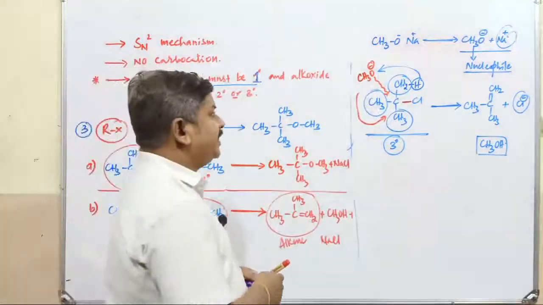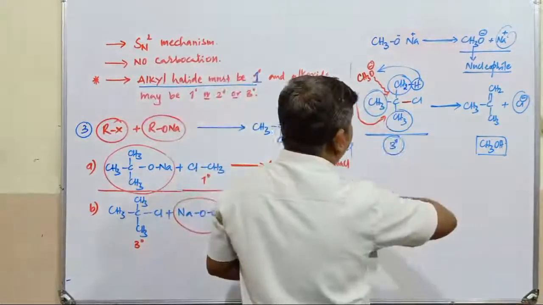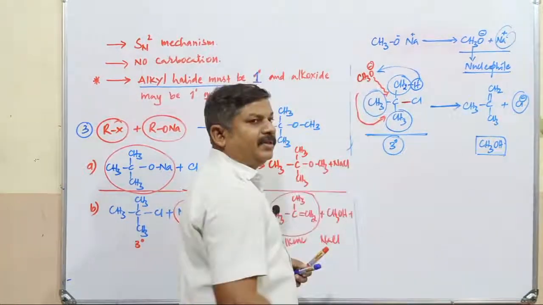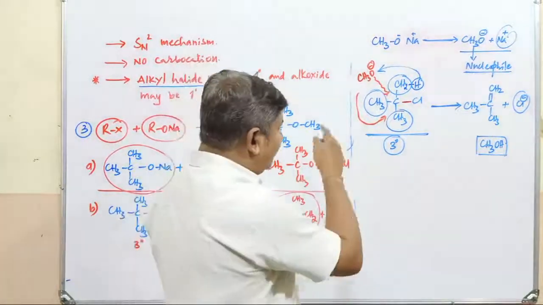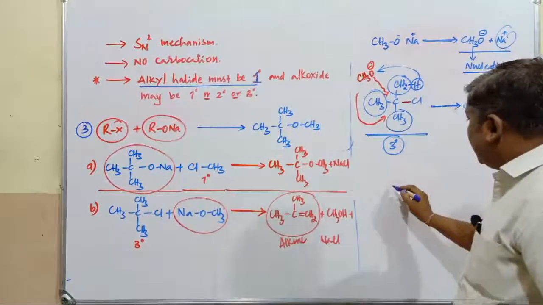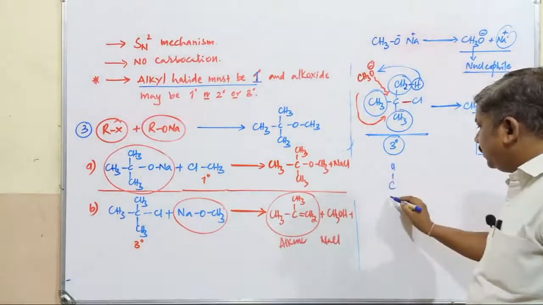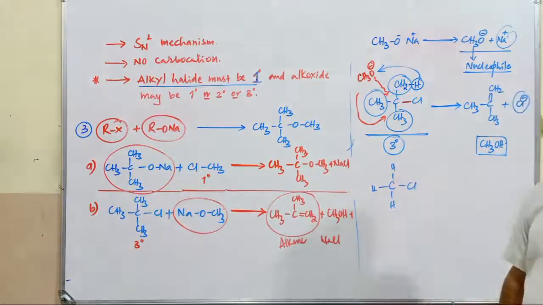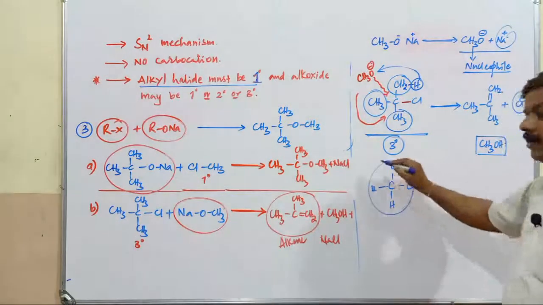When the alkyl halide is tertiary, it has the maximum amount of crowding. Steric hindrance is there. Because of the steric hindrance, there is no space for the attack of this nucleophile on the carbon atom. Instead of this alkyl halide, if I write this is H, this is H, this is H, and this is Cl. What's the name of this one? It is the methyl chloride molecule.